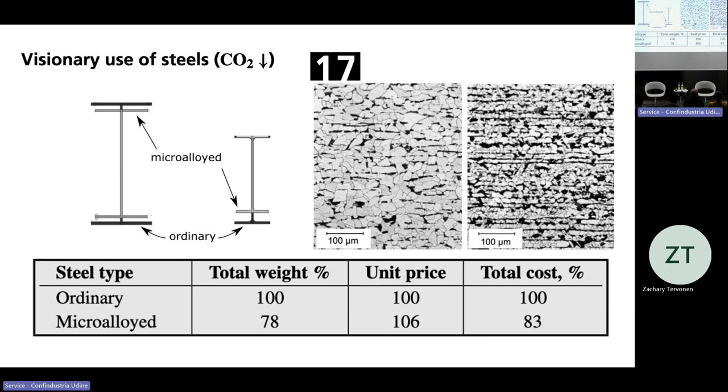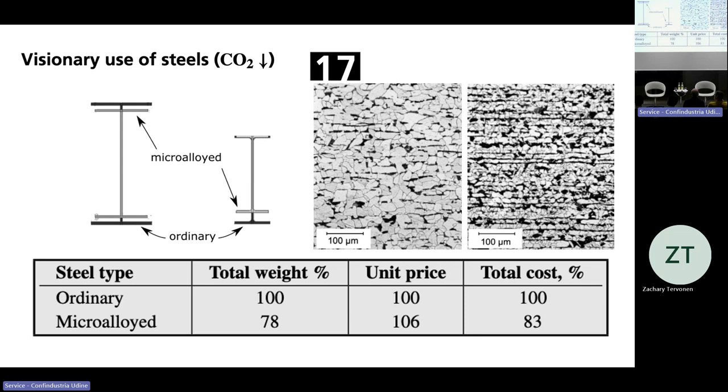And of course, microalloyed steel is more expensive, okay? You can see that here. But because you use 22% less steel, the total cost is actually smaller. And unfortunately, design codes, etc., specify the steel that you should use. And architects are not going to deviate from design codes.